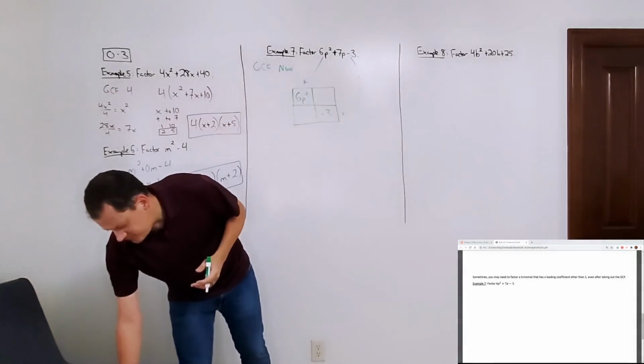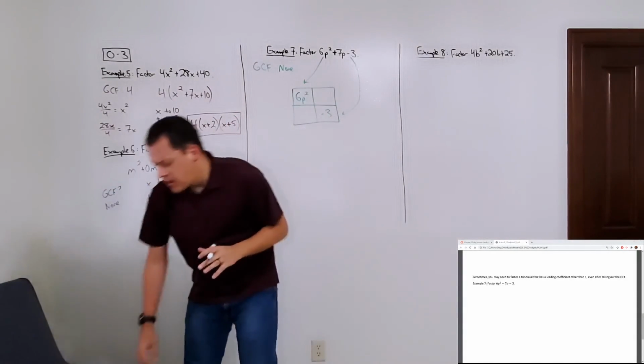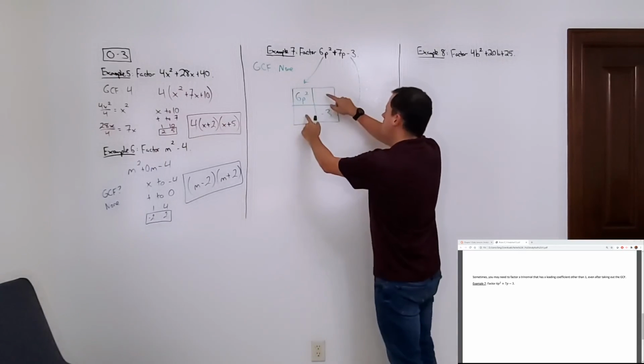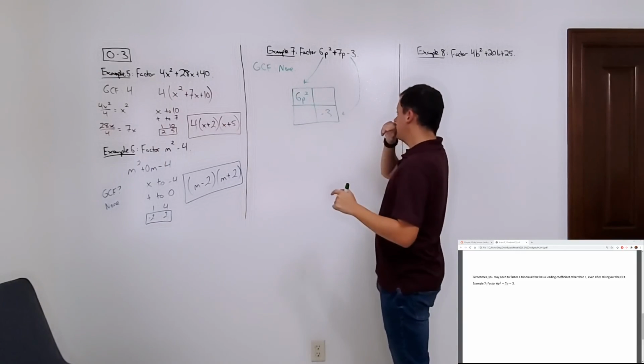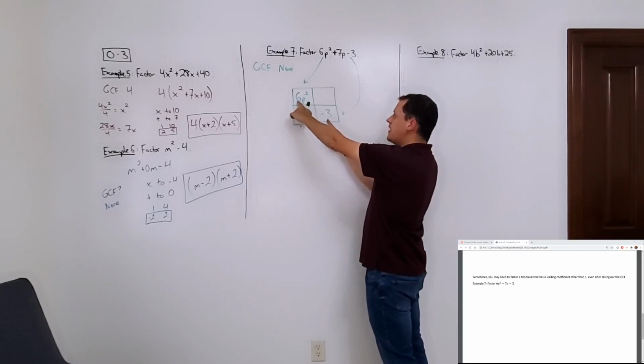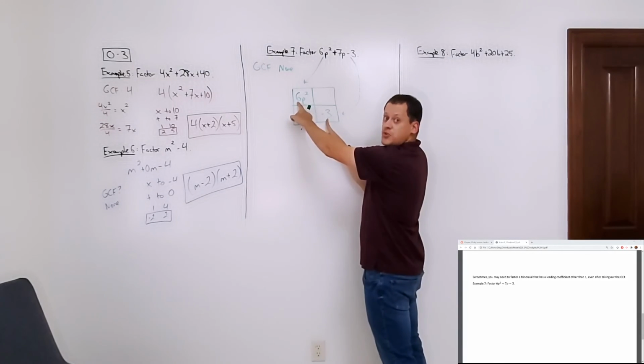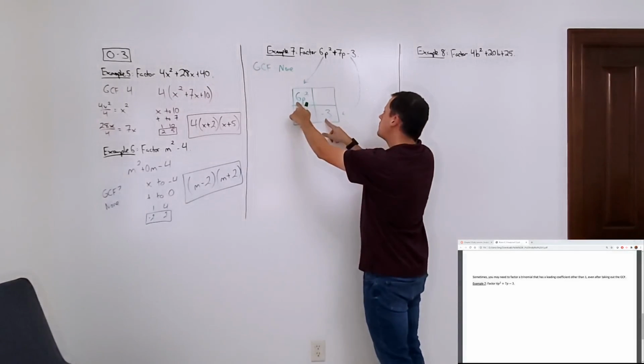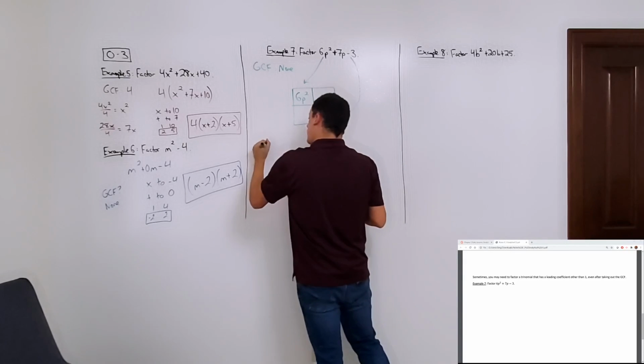So, once we have this, what we're going to do to try and figure out what goes in these 2 boxes, we're going to multiply these 2 numbers together, the 2 that we've already put in boxes. So we're just going to multiply 6 times negative 3.